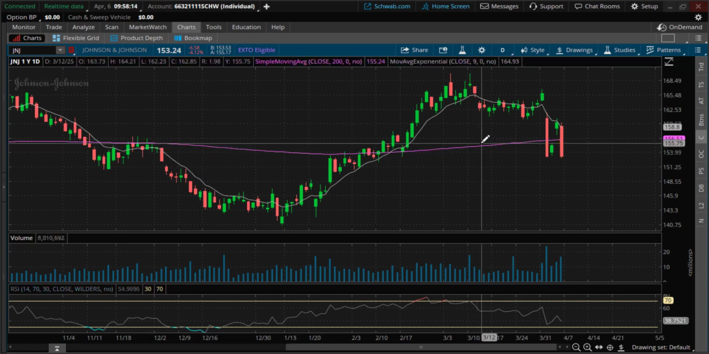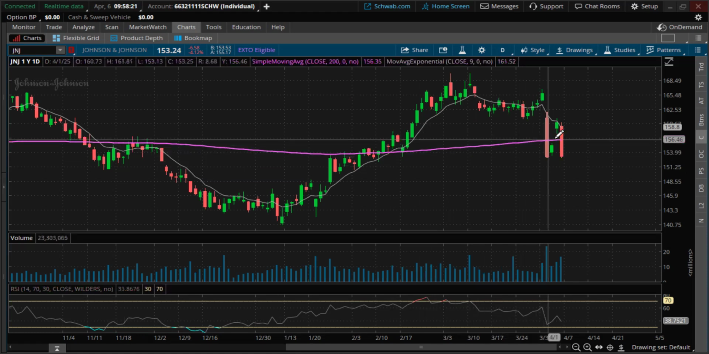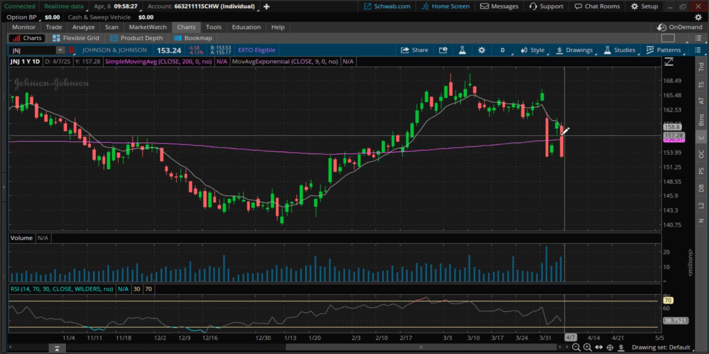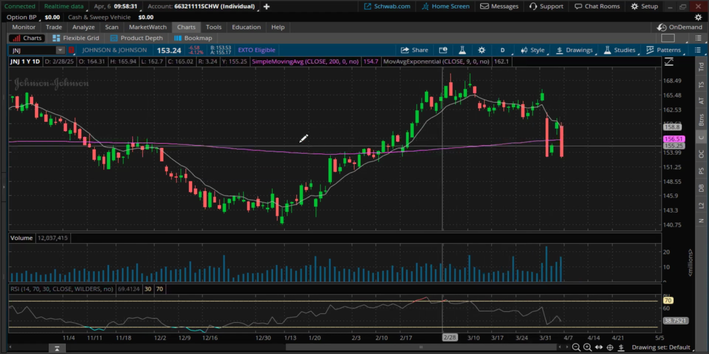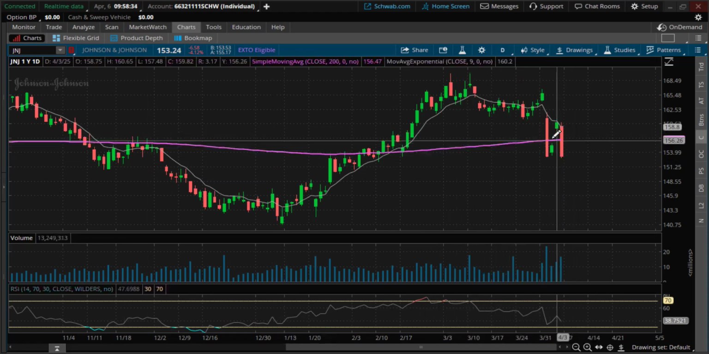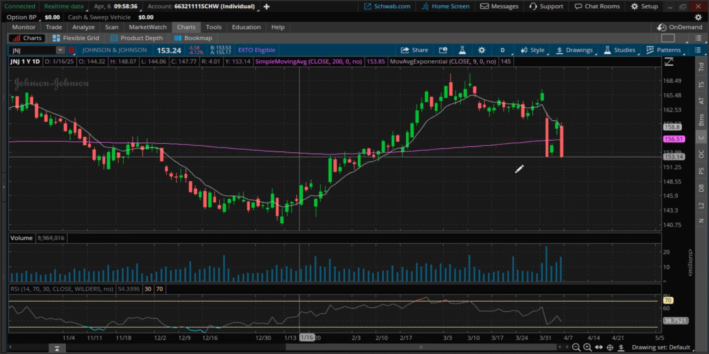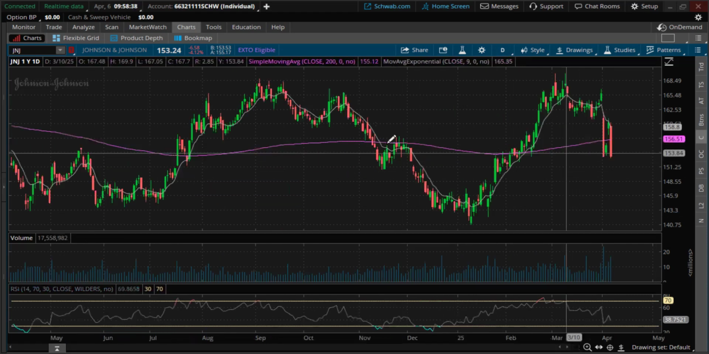So in this instance, we have the 200 SMA right here. This is that pink line that we're looking at. What this is doing is taking this day's close and going back 200 days. It's adding all of those closes up together, and then dividing it by that 200-day period, and that is how you're getting your average. So what that does is it actually smooths out the trend for you.